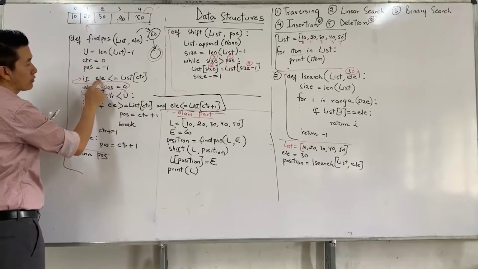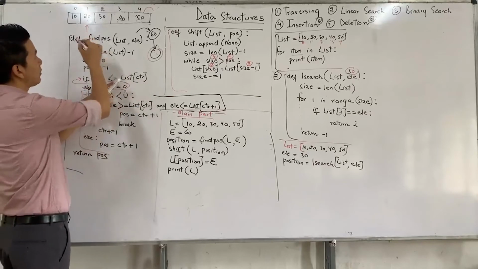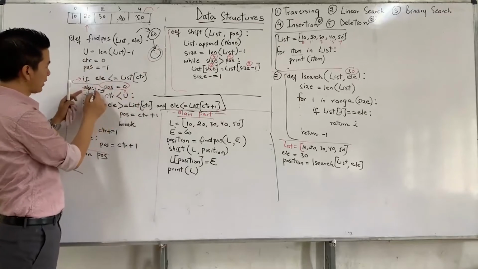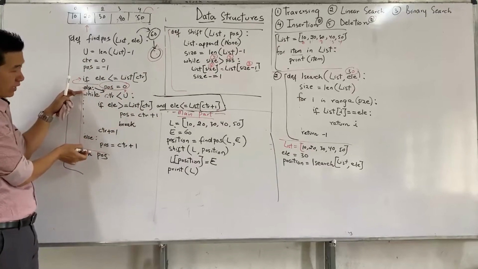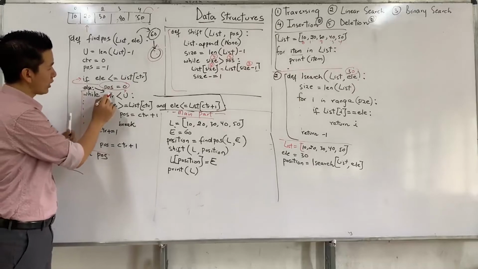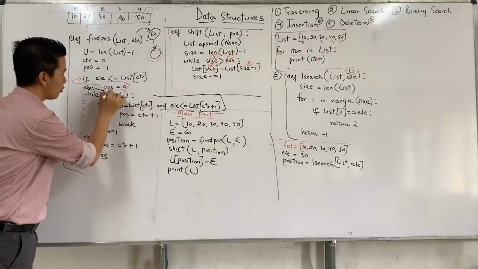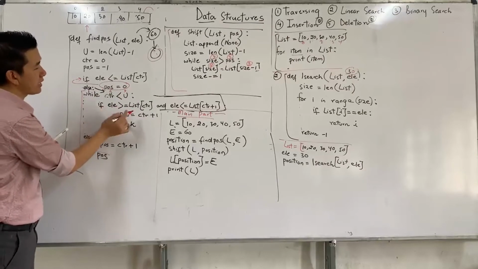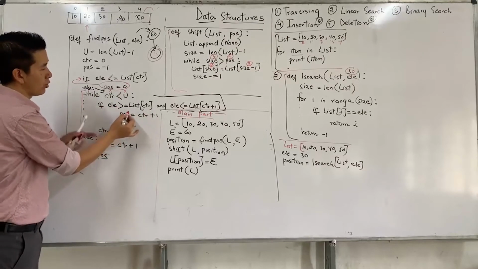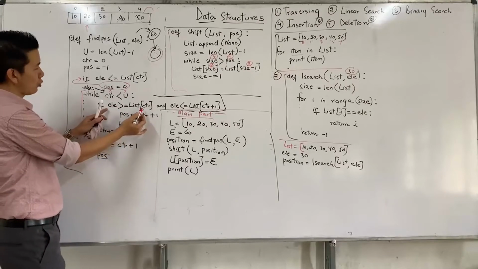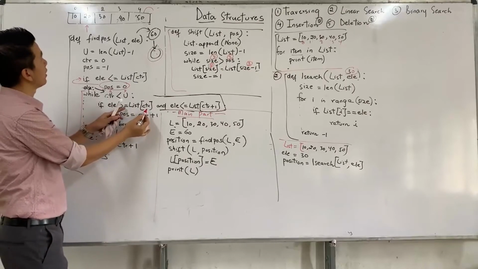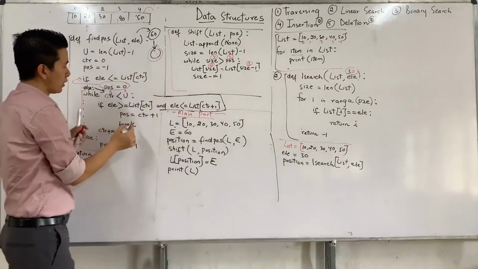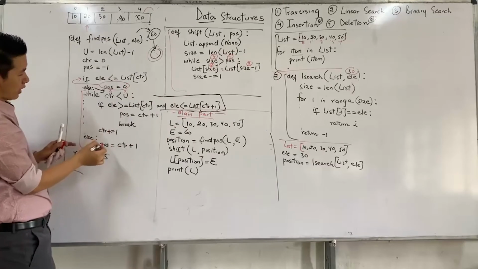Initially, the value of 60 is not less than the first element. 60 is not less than 10. So this condition will be false. It gets on to the else part. And then the value of counter initially is 0. Okay, it is 0. So ELE being 60, 60 is greater than the first element. It's true, 60 is greater than the 10. But is it less than 20? No. So again the loop continues.